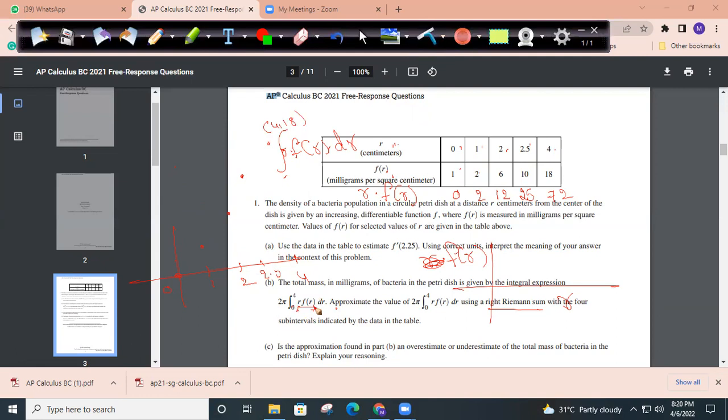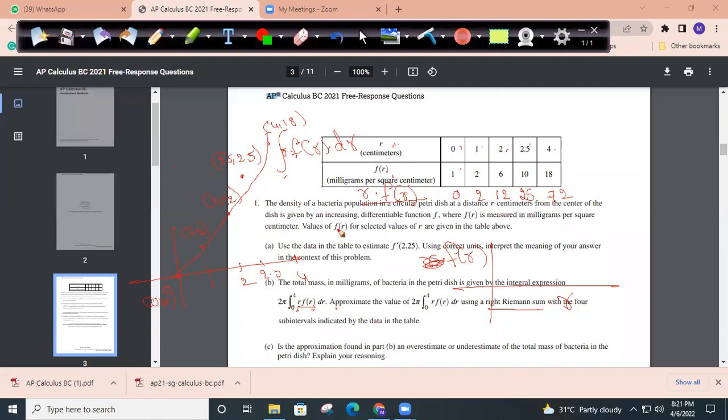Now I want the integral of r into f of r using the Riemann sum. So first I am finding r into f of r, because it is not given. When r is 2.5, it is 25. So this point is 2.5, 25. This point is 2, 12. This point is 1, 2. This point is 0, 0. So definitely this is an increasing function. Why?